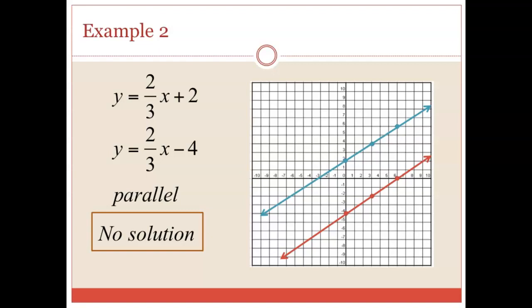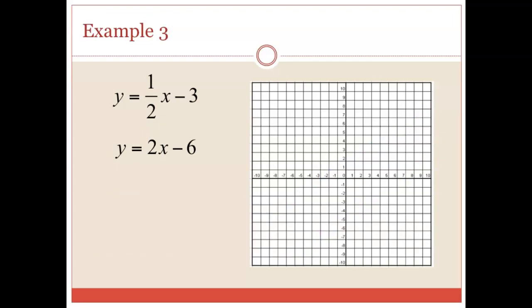Let's take a look at example 3. y equals 1/2 x minus 3, and y equals 2x minus 6. Let's start with 1/2 x minus 3. We're going to start at negative 3 on the y-axis, and my slope is 1/2, so I'm going to go up 1 and to the right 2. Now we have y equals 2x minus 6, so I'm going to find negative 6 on the y-axis, and this has a slope of 2, so I'm going to go up 2 and to the right 1. And that is the graph of that second line.